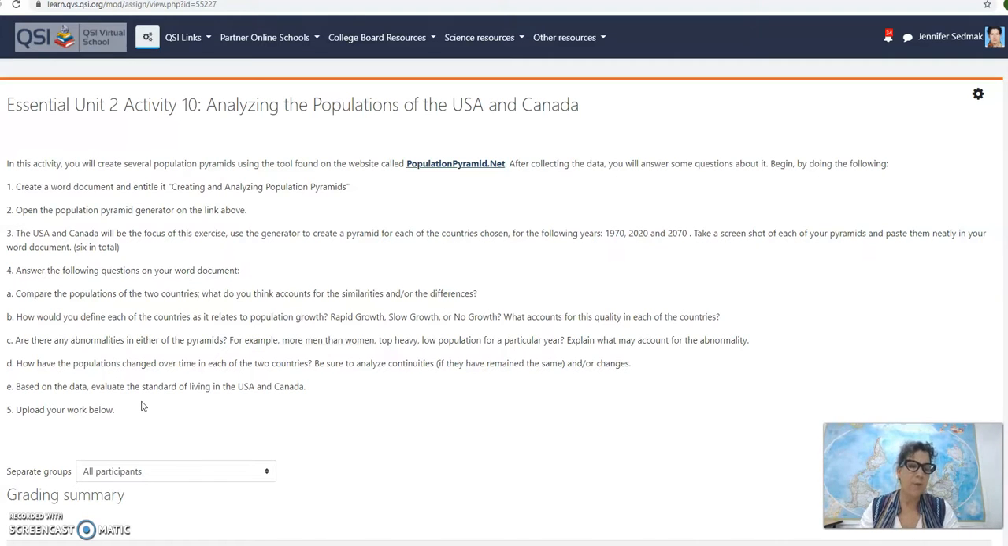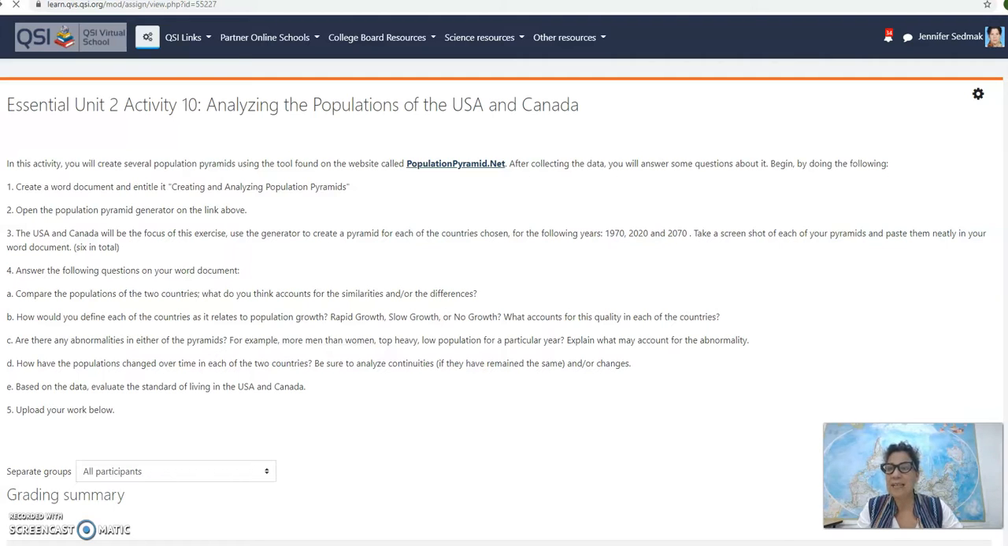So if you have populations that are living past the age of 70, you should be able to come to understand that there must be greater access to health care. There must be higher standards of living that allow for the populations to live to nice, ripe old ages. So you're going to end the activity by evaluating the standard of living of those two countries just based on looking at the population pyramids alone.